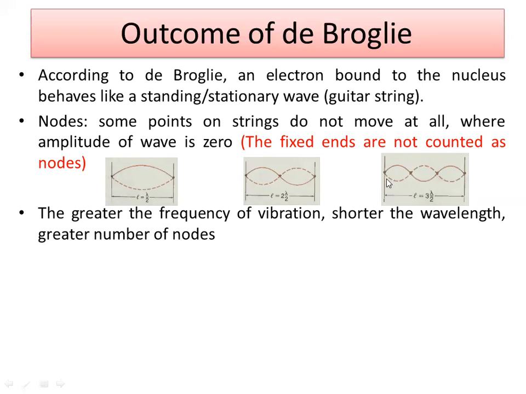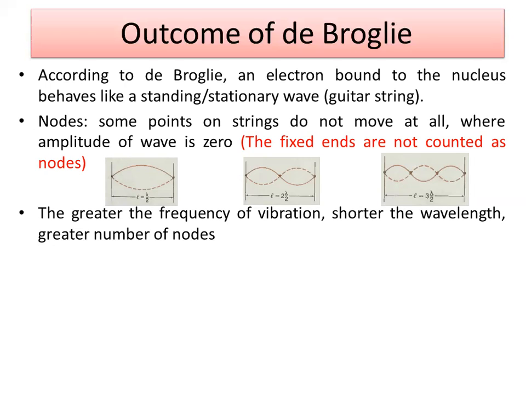So here the number of nodes is more than in this one. That means the wavelength is shorter compared to this wavelength, and this wavelength is shorter compared to this wavelength, because the distance between the two ends remains constant. In a similar way, the distance between the nucleus and the electron will remain constant in a specific element. This is not going to change. So we use this as a reference to calculate the number of nodes, and nodes are important to correlate with the frequency and the wavelength.